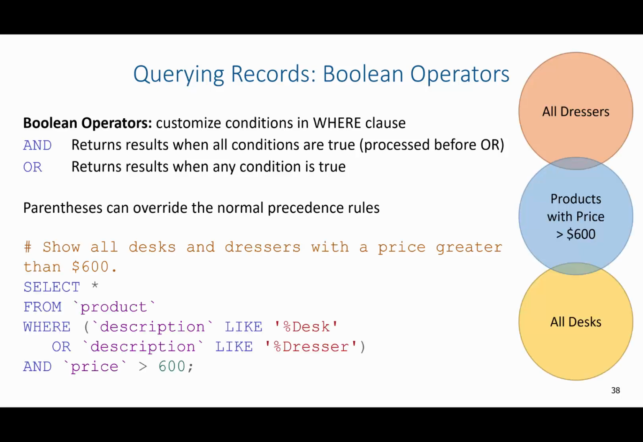For example, if I wanted to show all desks and dressers with a price greater than $600, so basically the piece where you see the AND on the right side of the screen, what I would do is say select star from product where the description like percentage desk or description like percentage dresser and price is greater than $600. You'll notice here that I have the OR condition in parentheses because I want to find both those desks and dressers first, then where the price is greater than $600. If I didn't have the parentheses, it would find the dressers that are greater than $600 and then all desks.